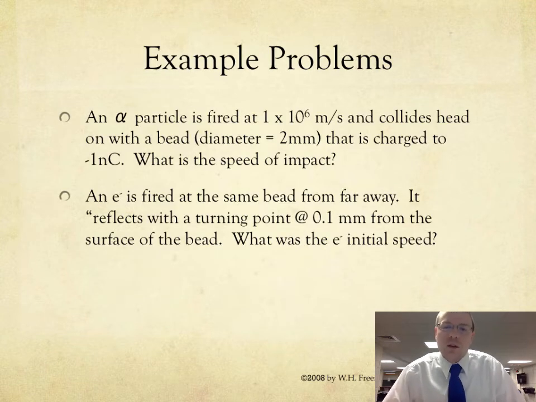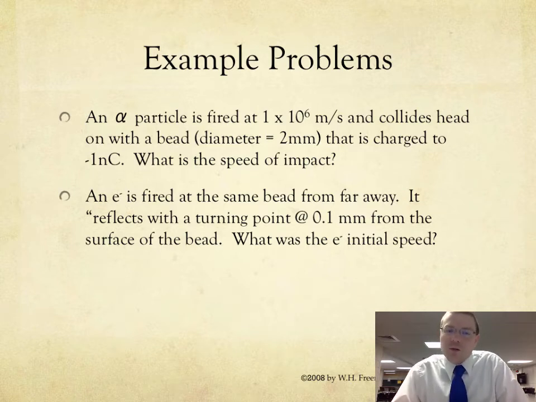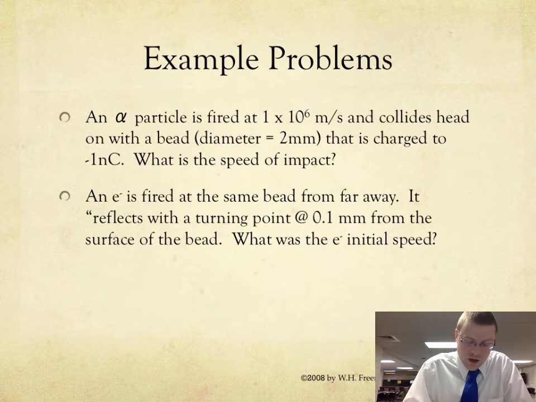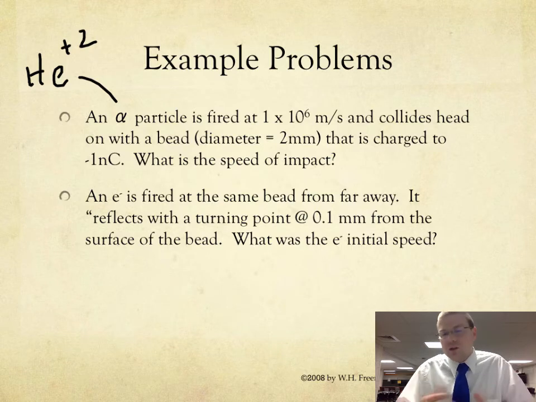So at the bottom of the worksheet we did in class today, there are two example problems. One is an alpha particle fired at 1 million meters per second towards a bead that is charged at -1 nanocoulombs. The question is, what is the speed of impact? If you don't know what an alpha particle is, it's just a helium atom that is stripped of its electrons, so it's a +2 charge. But I'll do the example down below. The electron is being fired at the same bead, and it reflects at a turning point of 0.1 millimeters away from the surface of the bead.